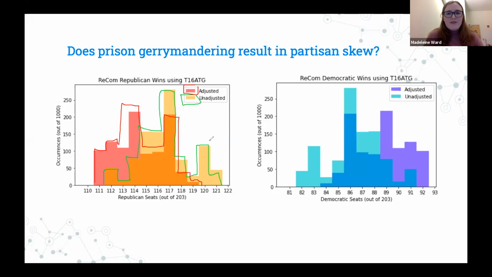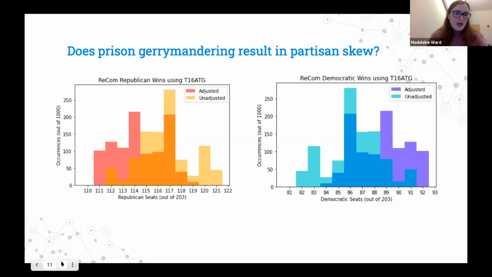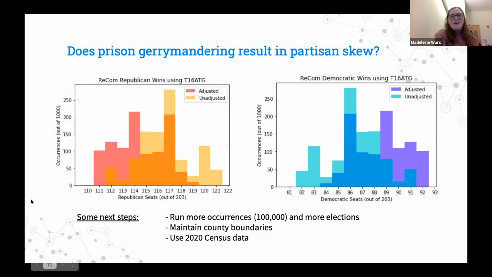There's a couple of caveats to this conclusion that I do want to mention. Firstly, we did not run many occurrences. So you might remember from previous presentations that 100,000 is somewhat of a gold standard. These histograms are really choppy because we only ran 1,000 different recom iterations. And so you would get a lot smoother graphs and a lot more certainty if you ran more occurrences.